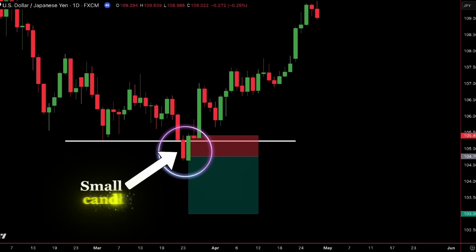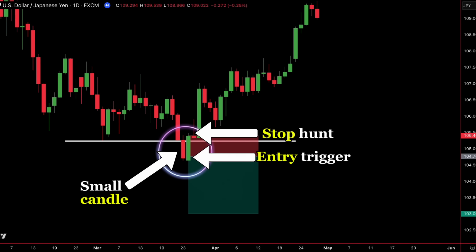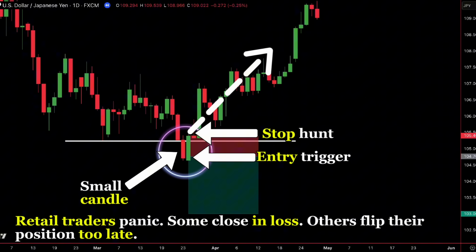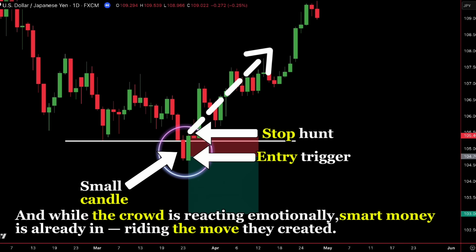Smart money uses that small candle to bait sellers. They trigger their entries, wait for stops to build up, then reverse the market and take liquidity. Retail traders panic. Some close in loss, others flip their position too late. And while the crowd is reacting emotionally, smart money is already in, riding the move they created.